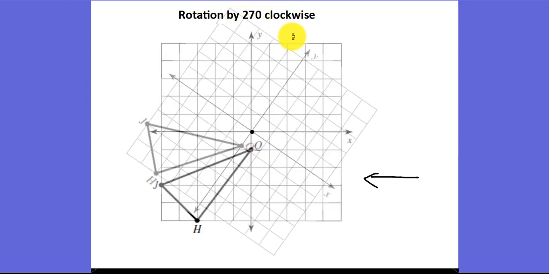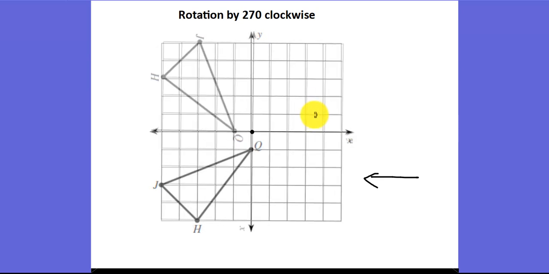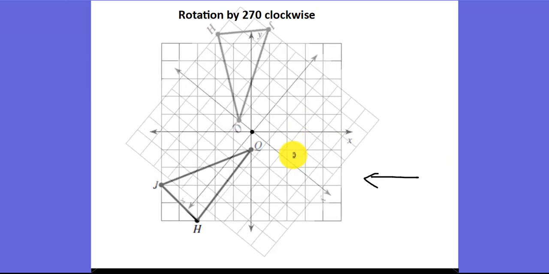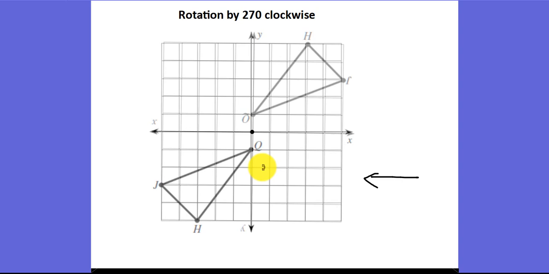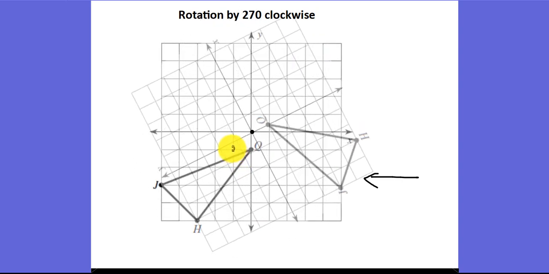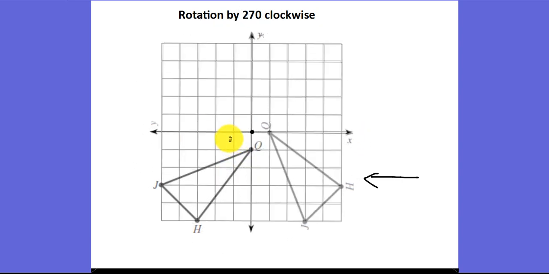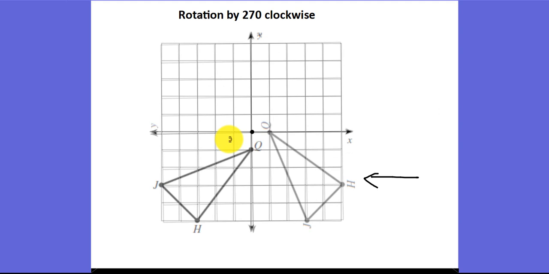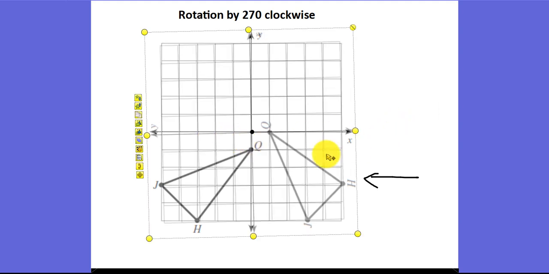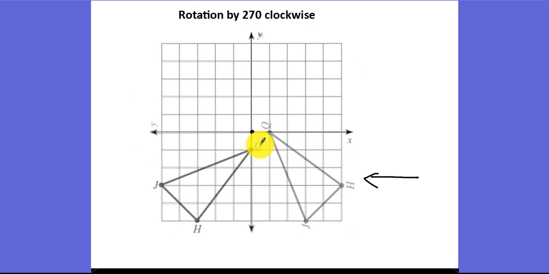This will be our 90 clockwise, 180 clockwise, and then this will be our 270 clockwise. Image for Q will be here. This will be your Q prime. Your H will be located here, H prime, and then your J will be located here. This will be your J prime.